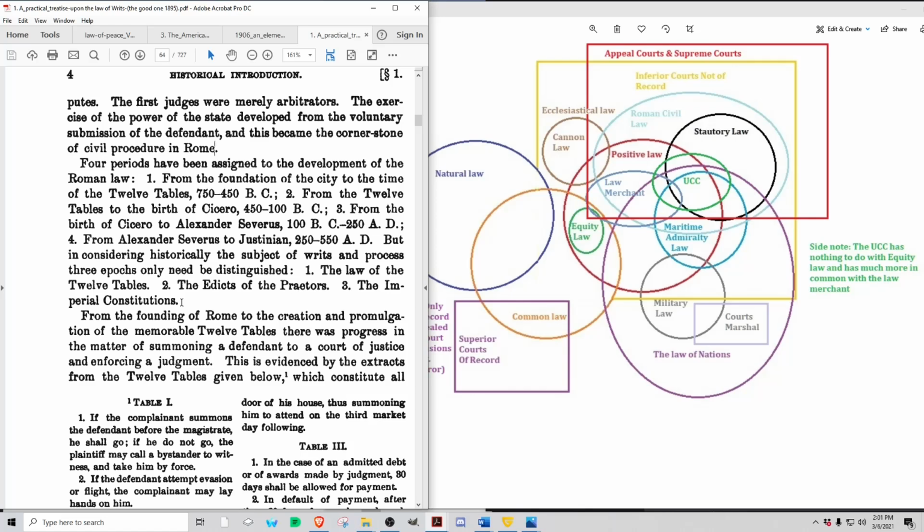But in considering historically the subject of writs and process, 3 epochs only need be distinguished: the law of the 12 tables, the edicts of the praetors, and the imperial constitutions.